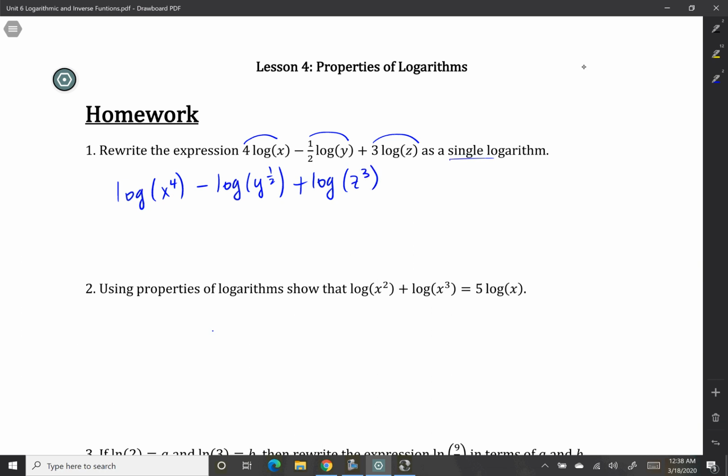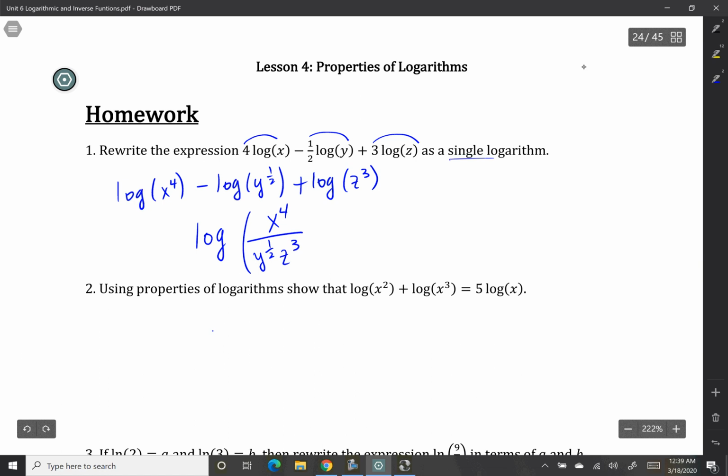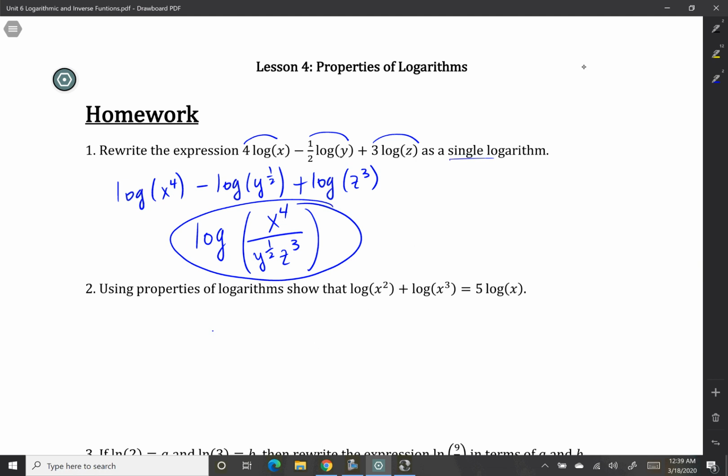plus log of z to the 3rd. Notice how we're subtracting a sum. With logarithms, subtraction means division. So I'm essentially saying I'm going to divide x to the 4th by these two things together. When I rewrite this as one big logarithm, this is the log of x to the 4th divided by, subtraction means divide, the product of these two individual pieces, so y to the 1/2, z to the 3rd power. That is a perfectly acceptable answer. You could also change y to the 1/2 to the square root of y, but why would you? It's already done for you as a half.